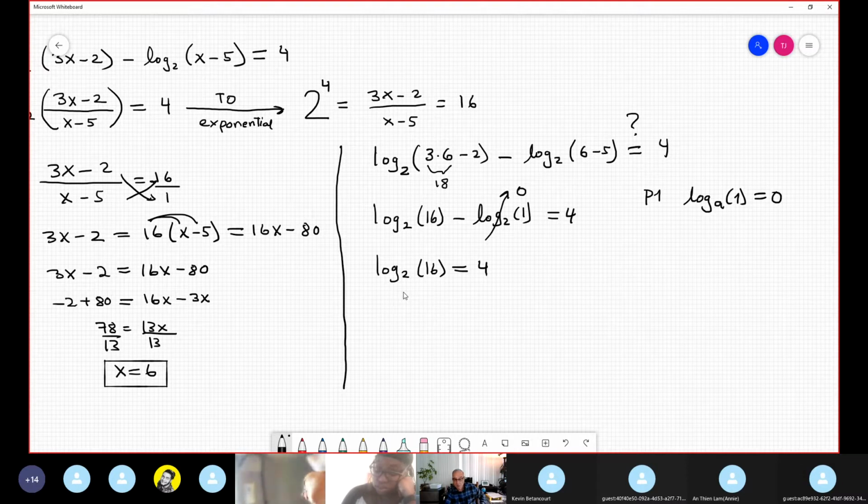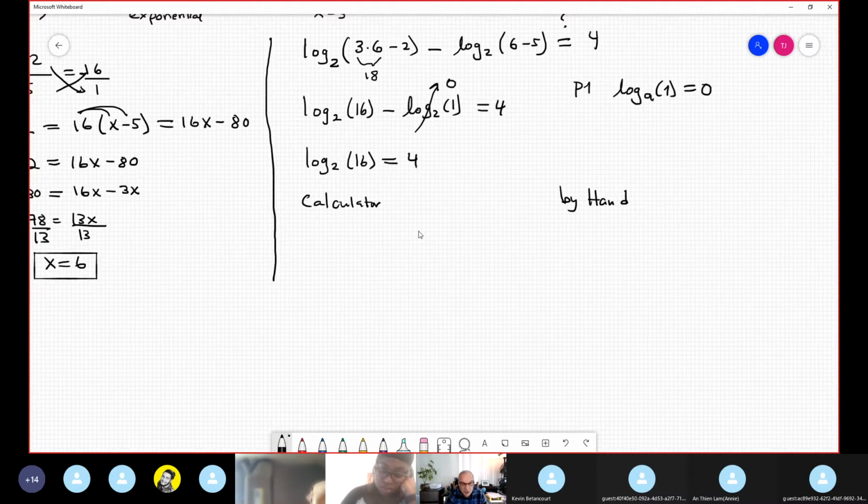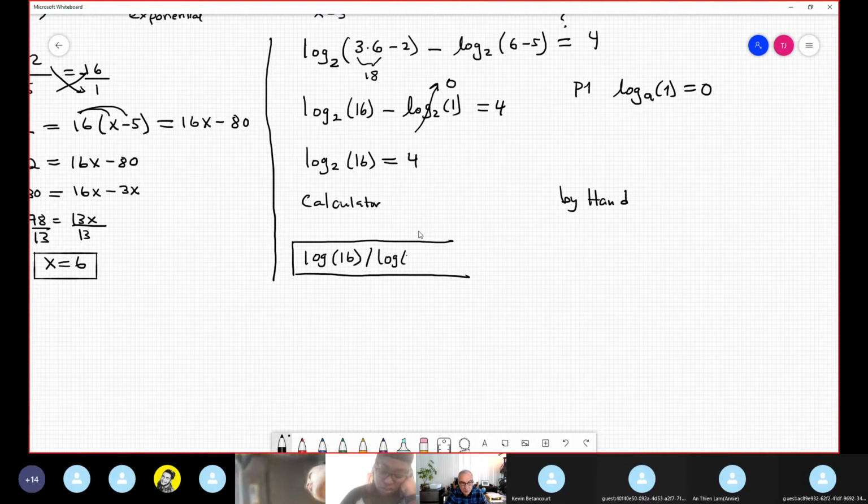Okay, in this case, we can do that using a calculator or by hand. You can do it in both ways. In real life, you decide which way you prefer. In a calculator, I put something like that. Of course, the calculator has no logarithm of base 2, so I need to change the base to a standard one. I put logarithm of 16 divided by logarithm of 2 and press enter.